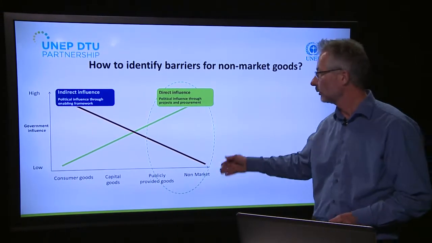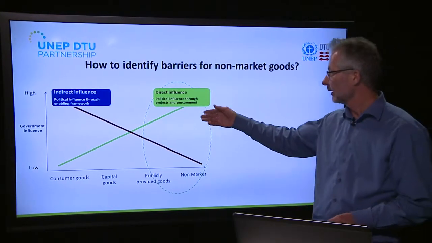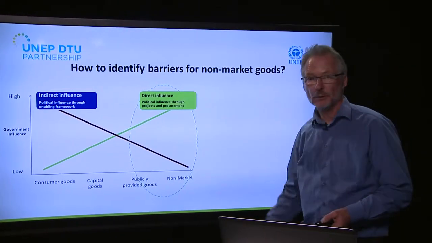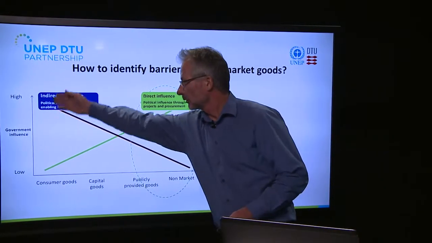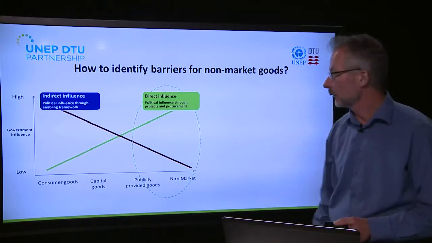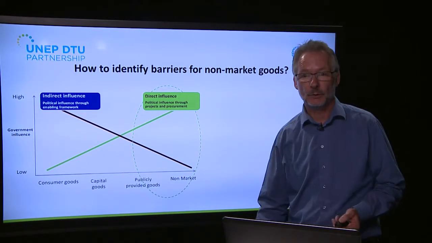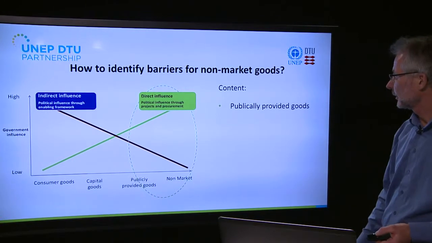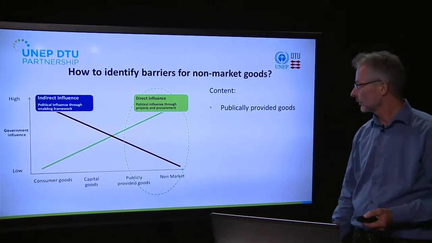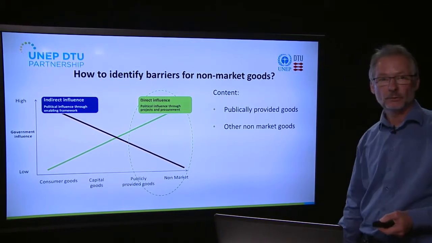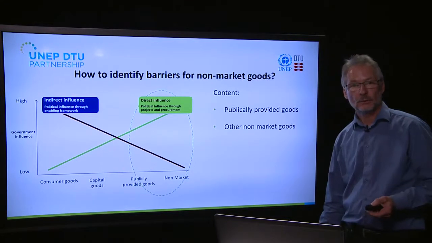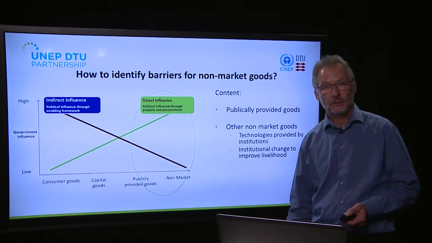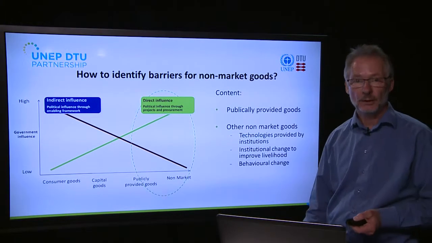What is special for these two groups is that governments exercise influence for implementation of these technologies through project and procurement, whereas for the market goods over here, governments exercise their influence for diffusion of these technologies through enabling frameworks. The content of this presentation is divided into publicly provided goods and other non-market goods, the two main categories, and other non-market goods are subdivided into technologies provided by institutions, into institutional change, and into behavioral change.